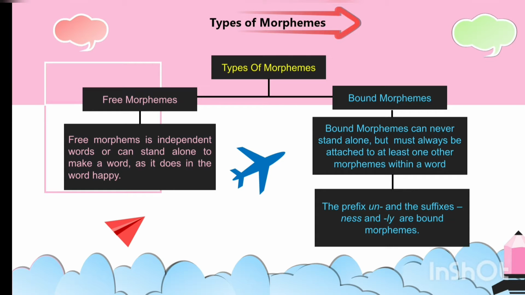Alright, there are two types of morpheme. First is free morphemes. Free morphemes are independent words that can stand alone to make a word, as in the word happy. And the second is bound morphemes. Bound morphemes can never stand alone but must always be attached to at least one other morpheme within a word. For example, the prefix "un" and the suffixes "ness" and "ly" are bound morphemes.